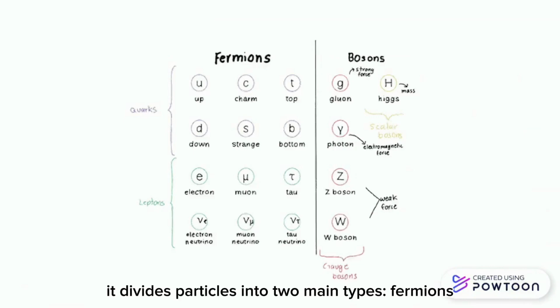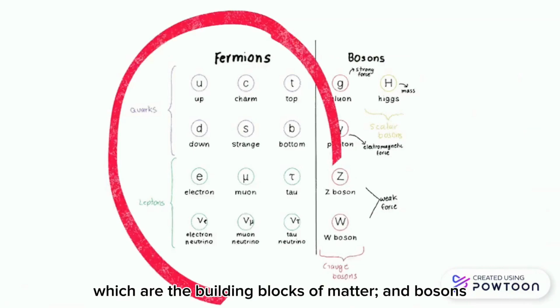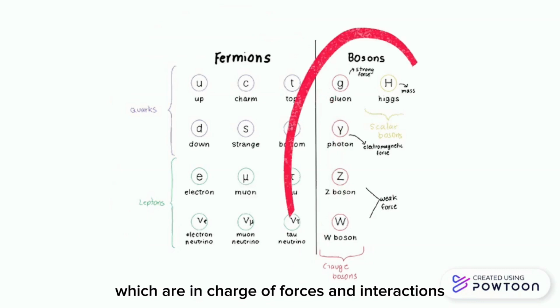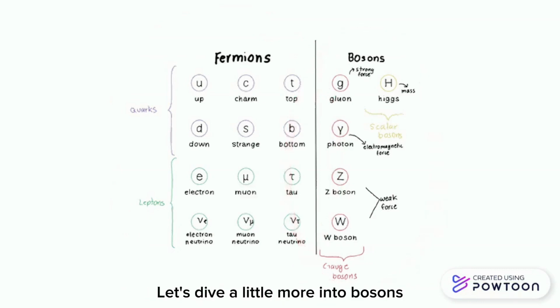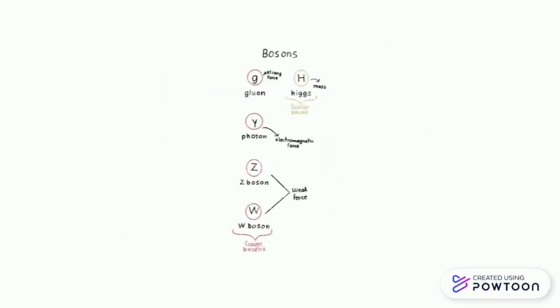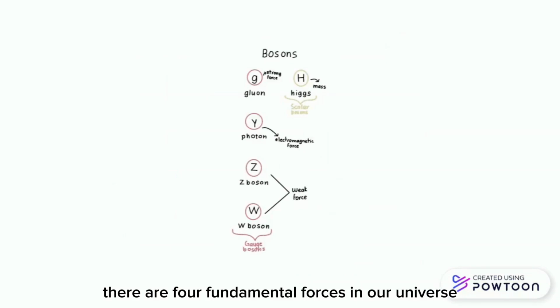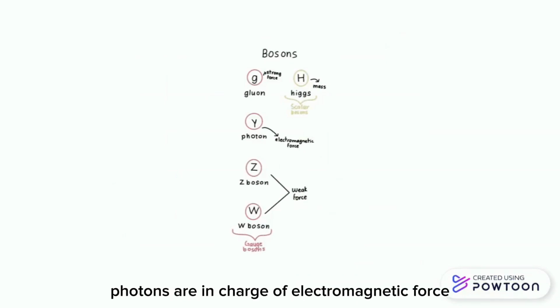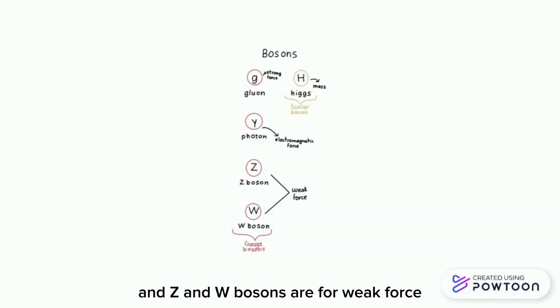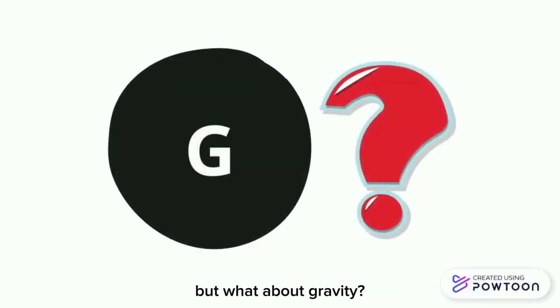It divides particles into two main types: fermions, which are the building blocks of matter, and bosons, which are in charge of forces and interactions. Let's dive a little more into bosons. There are four fundamental forces in our universe. The gluon is in charge of strong force, photons are in charge of electromagnetic force, and the W and Z bosons are for weak force. But what about gravity?